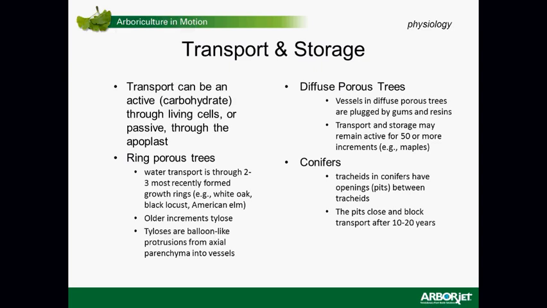Diffuse porous trees tend to plug older xylem when the older xylem becomes your heartwood, with gums and resins. It doesn't tylose. The ring porous trees tend to tylose. The transport and storage may remain active for 50 or more increments. That's 50 or more years, and maples are an example. And conifers, again, move water and solutes through tracheids. And they have open pits between the tracheids, and they tend to be open for at least 10 to 20 years.